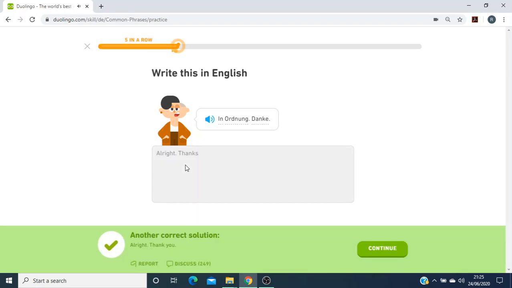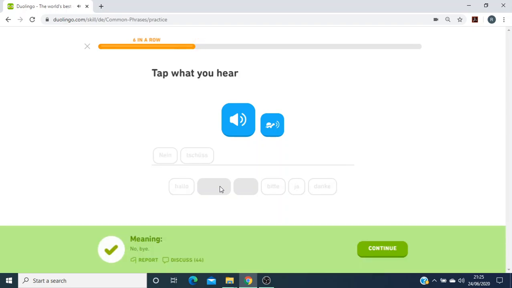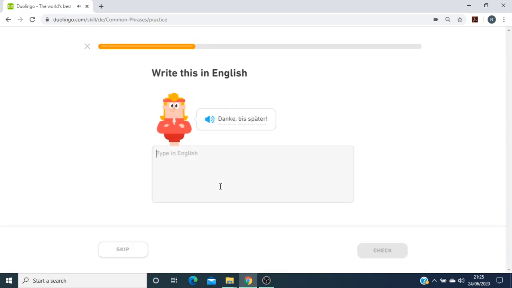Thanks. Nein. Tschüss. Nein means no. Tschüss is an informal way of saying goodbye. Tschüss. Goodbye. Danke, bis später.